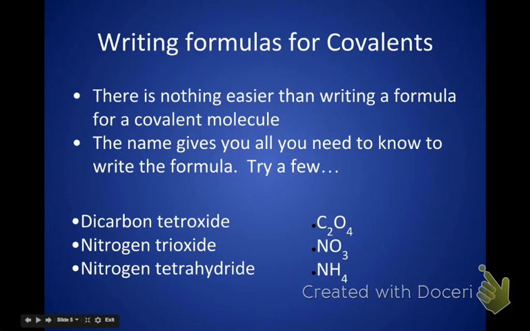What is another name for C2O4? Anybody know? Dicarbon tetroxide. Yes. What's another name for NO3? Another name for NH4? Ammonium. NO2 is nitrite. So there are multiple names for the same compounds.